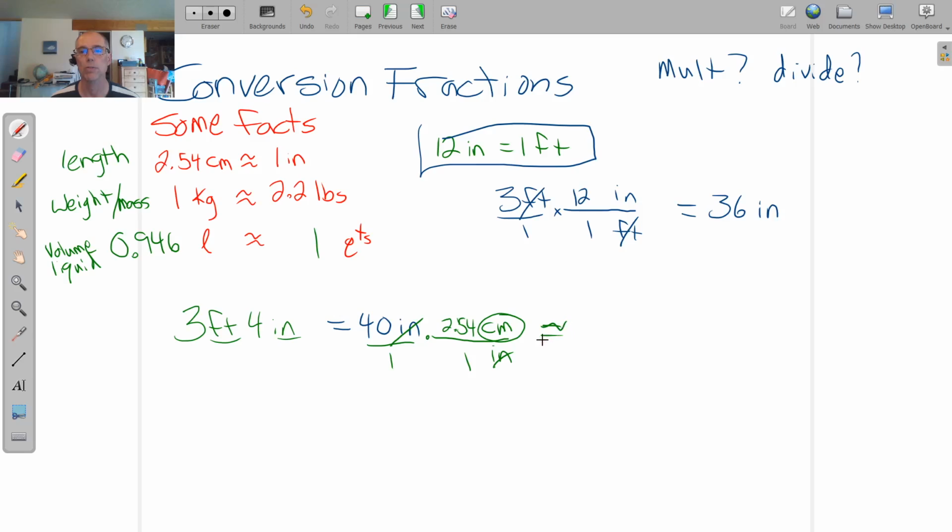And that's approximate 101.6 centimeters, which is almost a meter. So a meter is close to 40 inches. It's a little closer to 39 inches. So that's using conversion fractions. So I'm just going to do one more example that's a little more complicated.